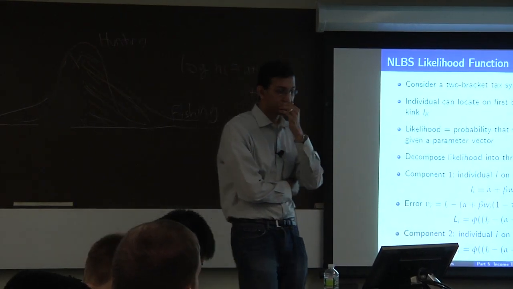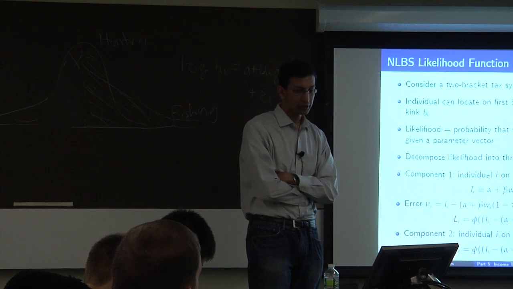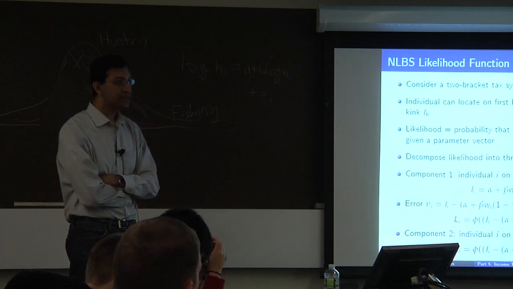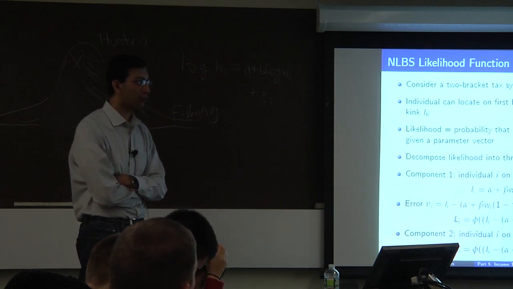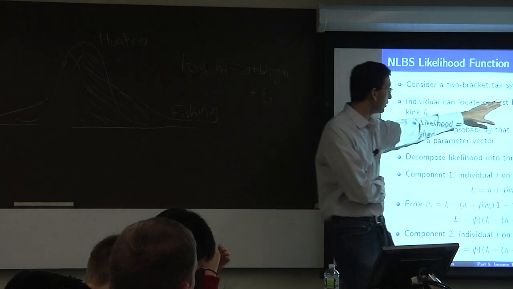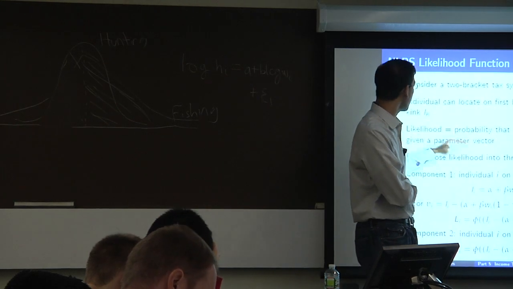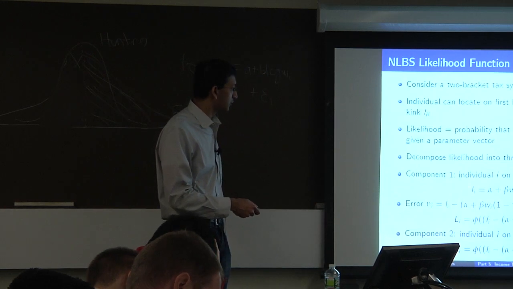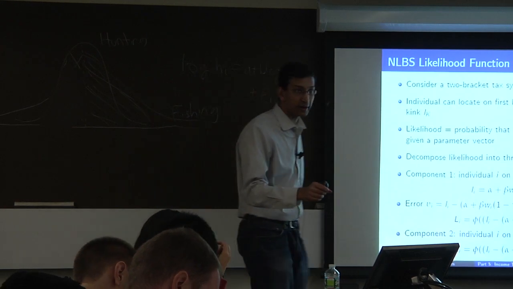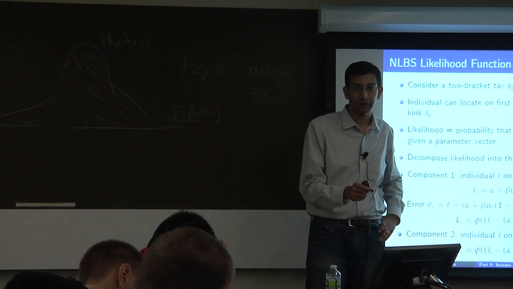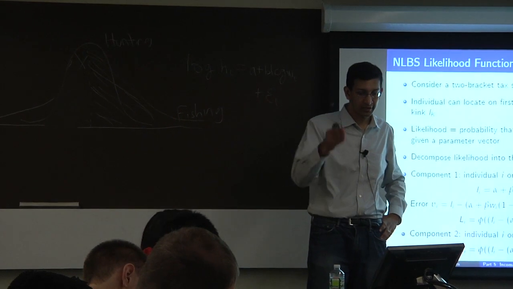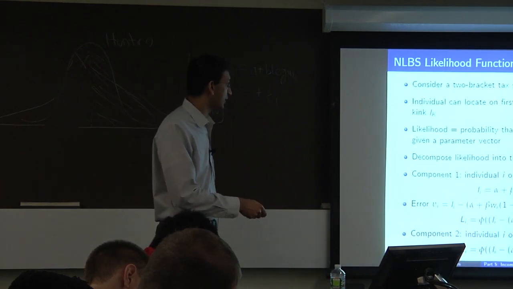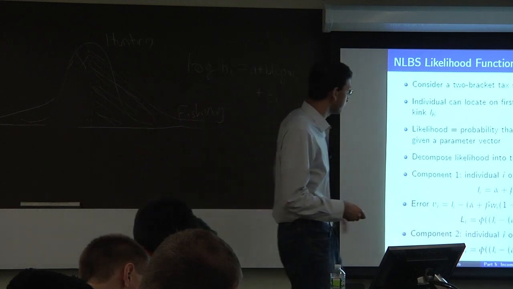The likelihood is the probability that we see individual i choosing labor supply Li given a parameter vector. We can decompose the likelihood into 3 components: the part for the first bracket, the part for the second bracket, and the part for the kink. Let's start with the first component. Let's take a person who in the data we see is on the first bracket. So he's working like 10 hours and he's below the second bracket threshold. So 0 is less than Li, which is less than Lk, so we empirically observe that.